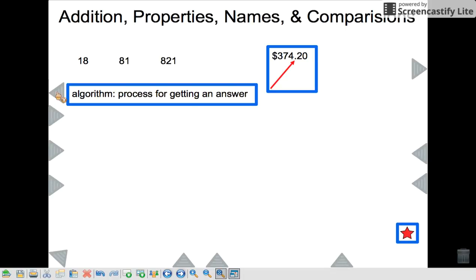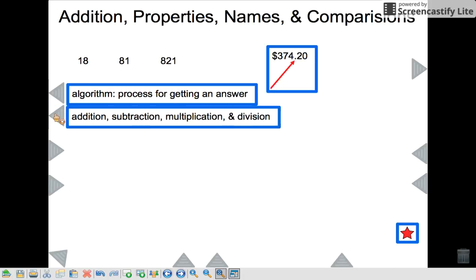An algorithm. An algorithm is the process for getting an answer. Pause the video and write that in your notes. Great. A lot of times we use the word algorithm and we're not quite sure what that means. In basic terms, it means addition, subtraction, multiplication, and division. We're going to look at some addition problems.